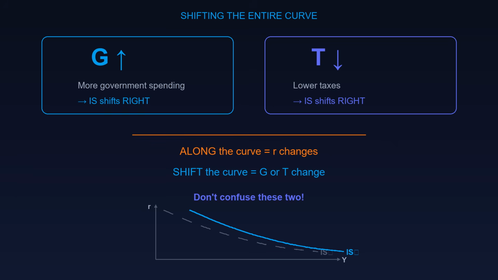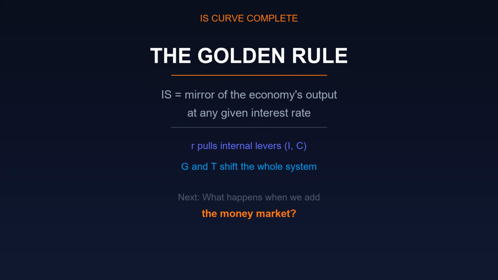The second condition? A decrease in taxes. Lowering taxes immediately boosts disposable income, which spikes consumption, and boom, that also shifts the entire curve to the right. So the crucial takeaway here is this golden rule. The IS curve essentially acts as a mirror, reflecting the economy's exact output at any given interest rate. We've seen how interest rates pull the internal levers of investment and consumption, and how government spending and taxes can grab the whole system and shift it externally. Understanding these mechanical relationships is absolutely key to unlocking macroeconomic theory.